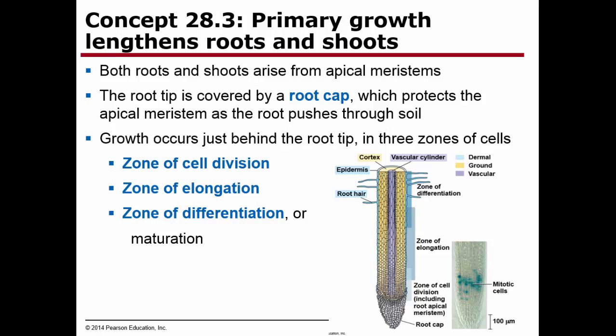The pointy shape of this root tip helps to push soil aside as the root grows deeper and deeper in search of water. Just behind the non-living cells of the root cap is a zone of active cell division. Okay, so it's this region that's actually the apical meristem of this root.